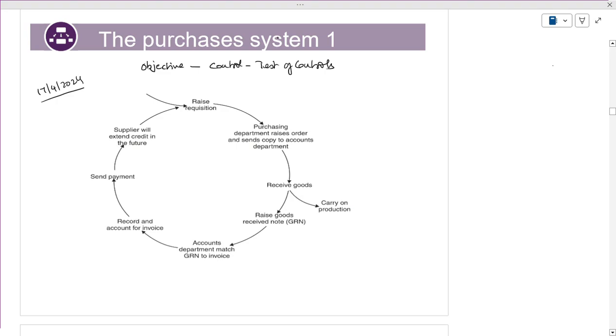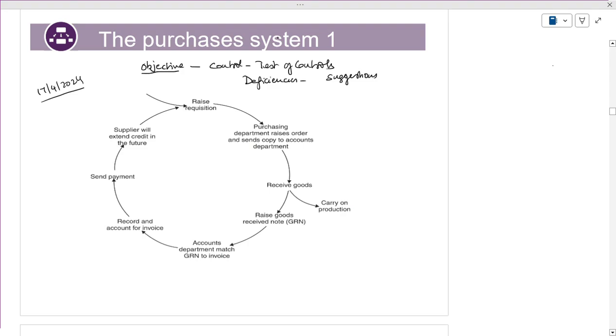Every other case, purchases, sales, inventory, non-current asset, cash, bank, everywhere we have the same process. They will not ask what is the objective. This is for our understanding. The only thing they will ask is what are the deficiencies, is it right? What are the deficiencies and what are the suggestions for the deficiencies. This is the question approach we are doing.